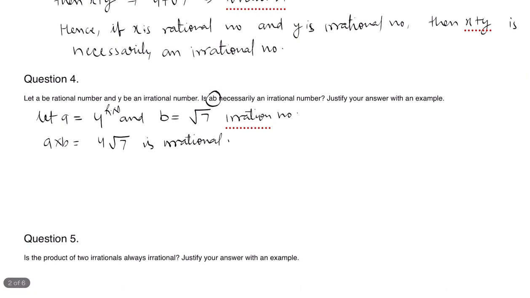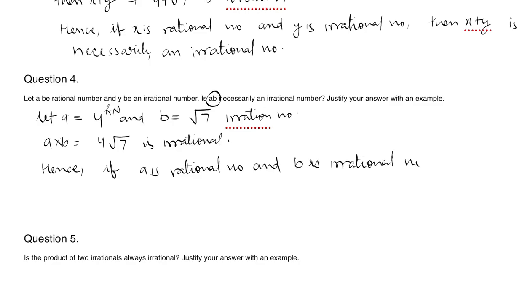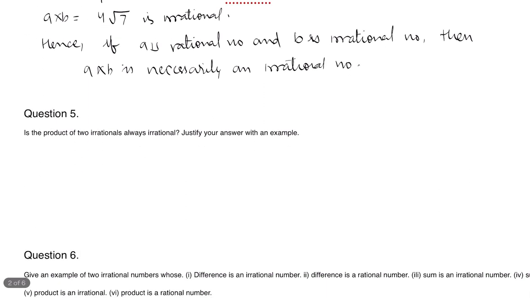Hence, we say that the product of a rational and an irrational number is always an irrational number. So, hence we have proved that if a is a rational number and b is an irrational number, then the product of a and b is necessarily an irrational number.